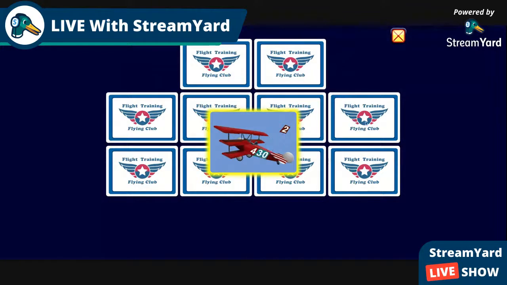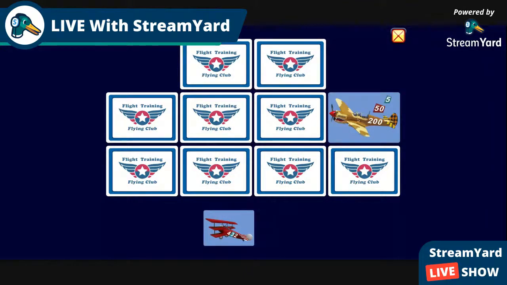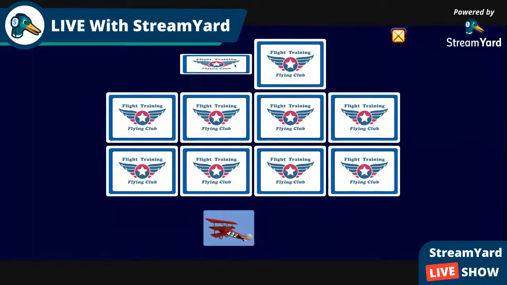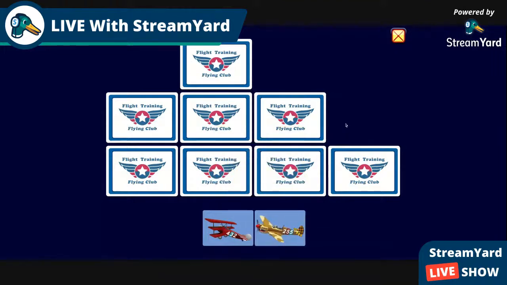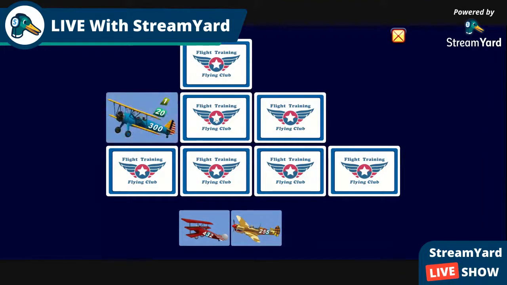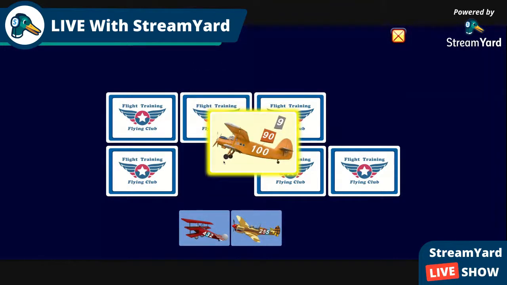$400 plus 30 plus 2 equals 432. $200 plus 50 plus 5 equals 255. $100 plus 90 plus 9 equals 199.